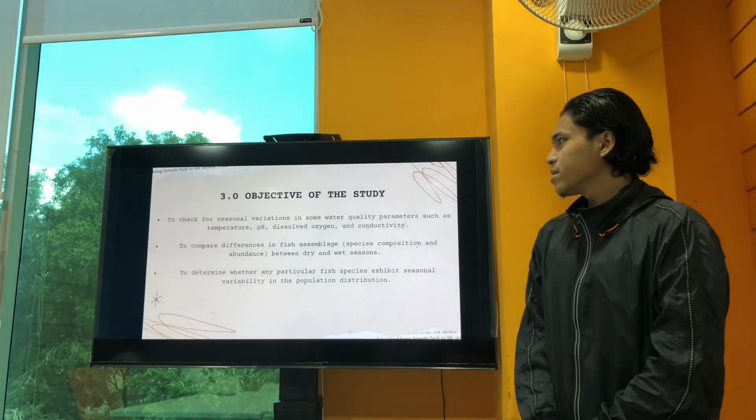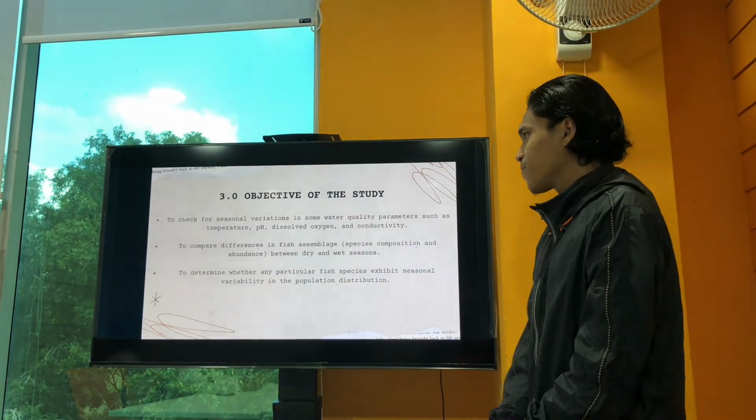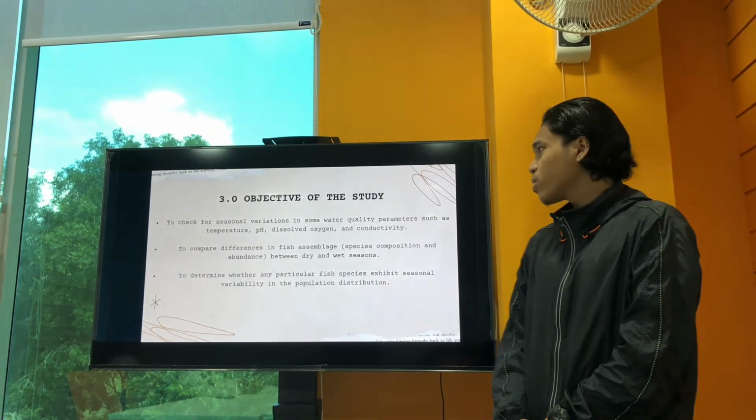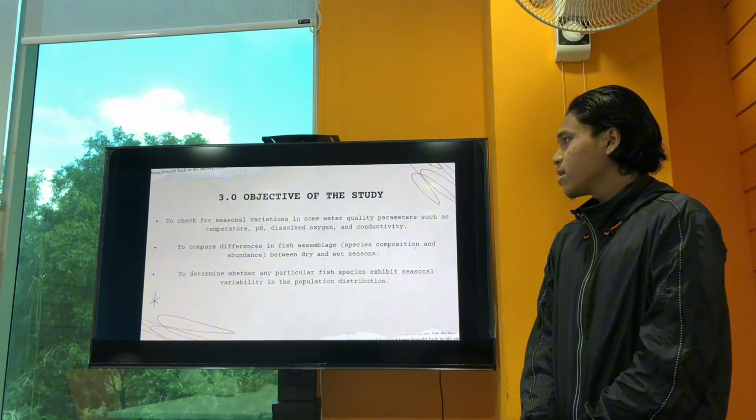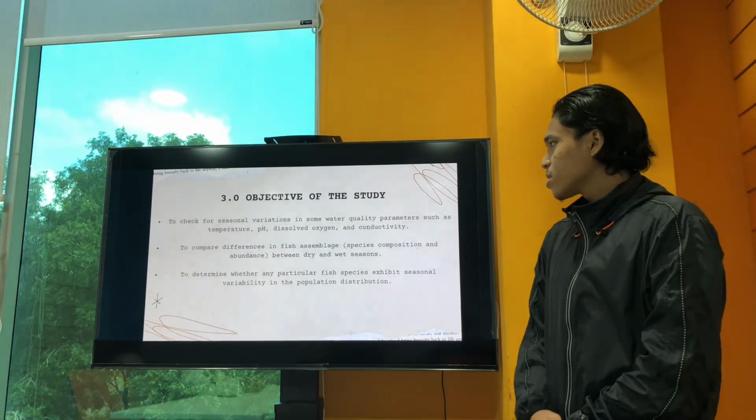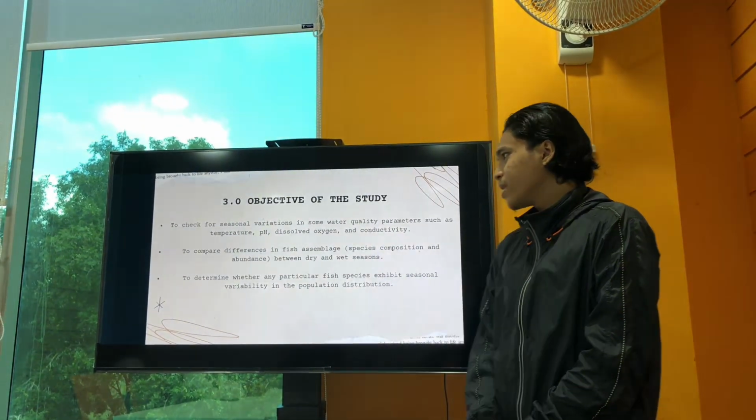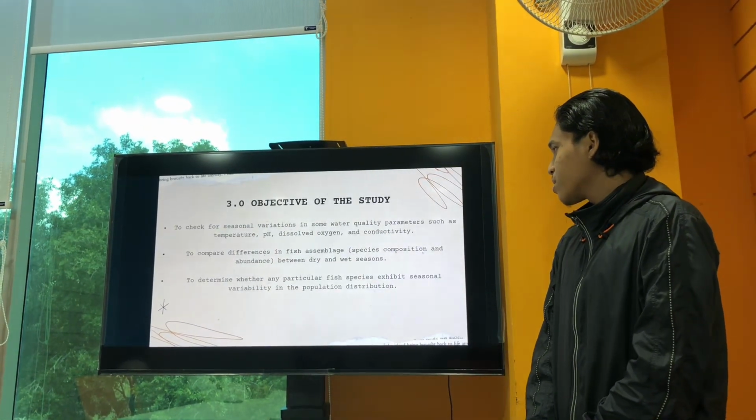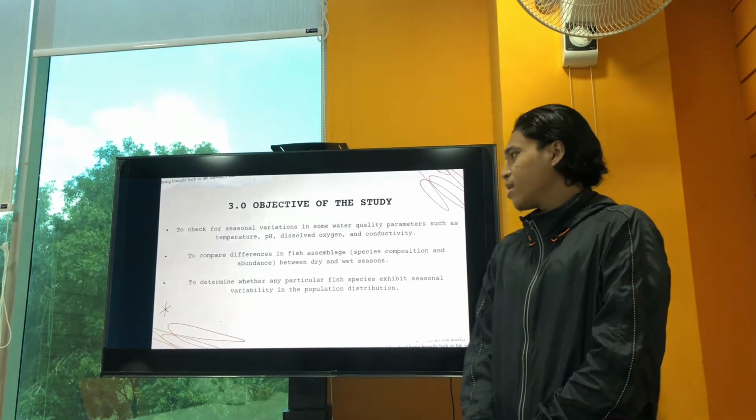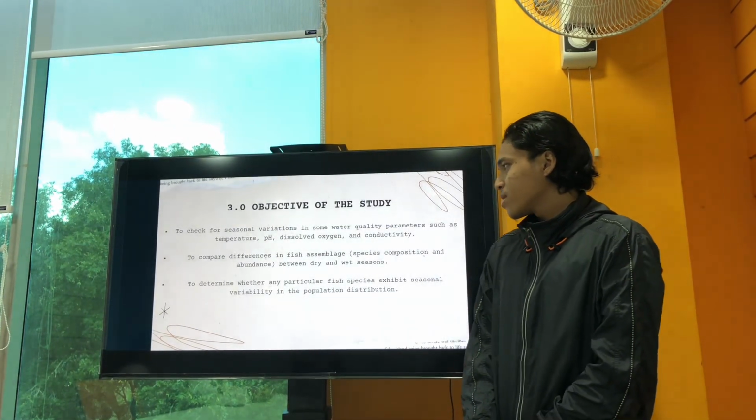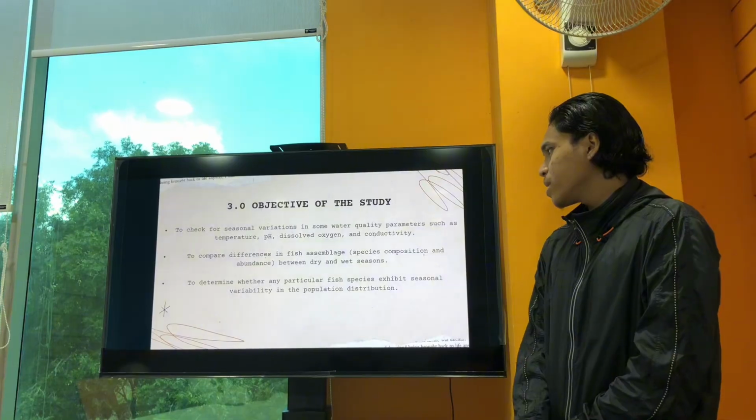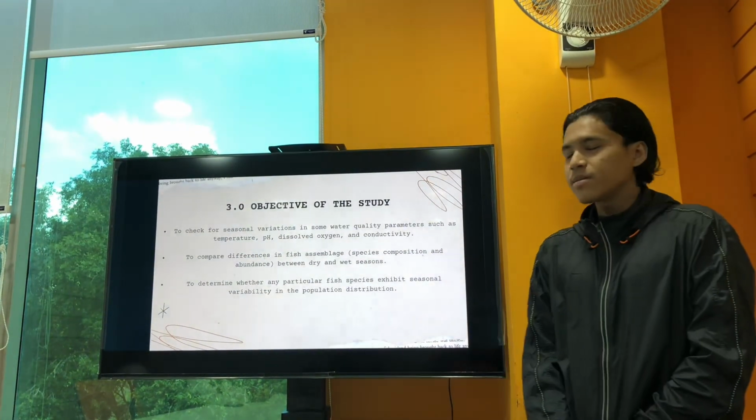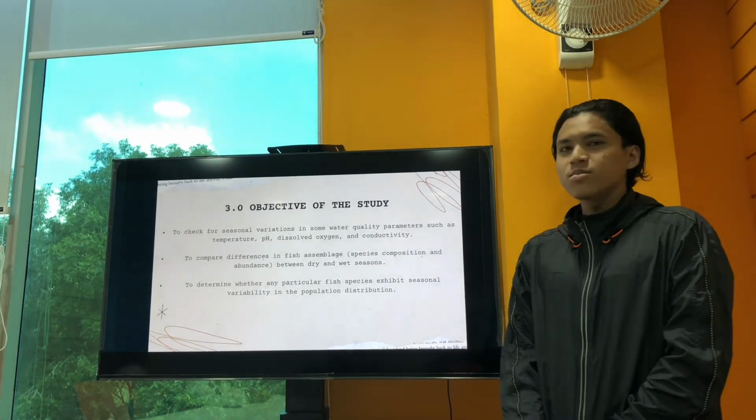So the next part is the objective of the study. First is to check for seasonal variation in some water quality parameters such as temperature, pH, dissolved oxygen and conductivity. Next, to compare differences in fish assemblage, species composition and abundance between dry and wet seasons. Lastly, to determine whether any particular fish species exhibit seasonal variability in population distribution.